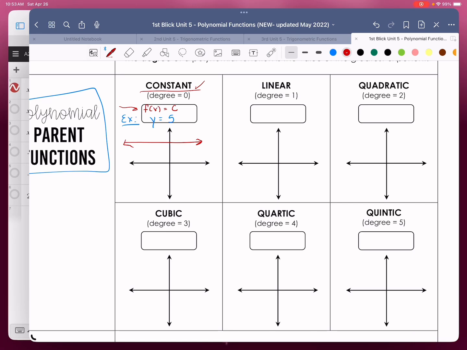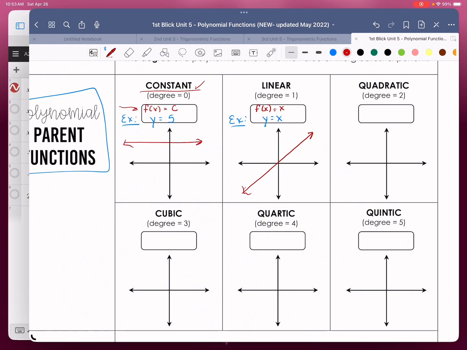All right, now for a linear, what's that going to look like in function form? F of x is equal to x. In equation form, that's going to be like y is equal to x. And that would be your example. So what does that look like graphed? Well, that's going to be your straight line, just like that.